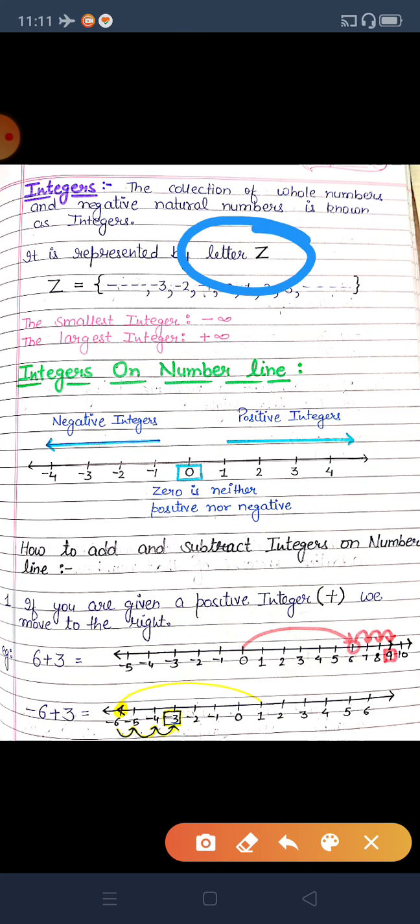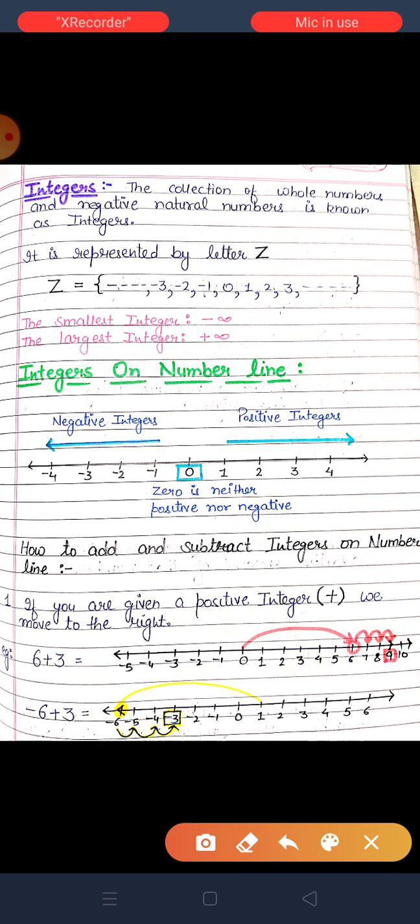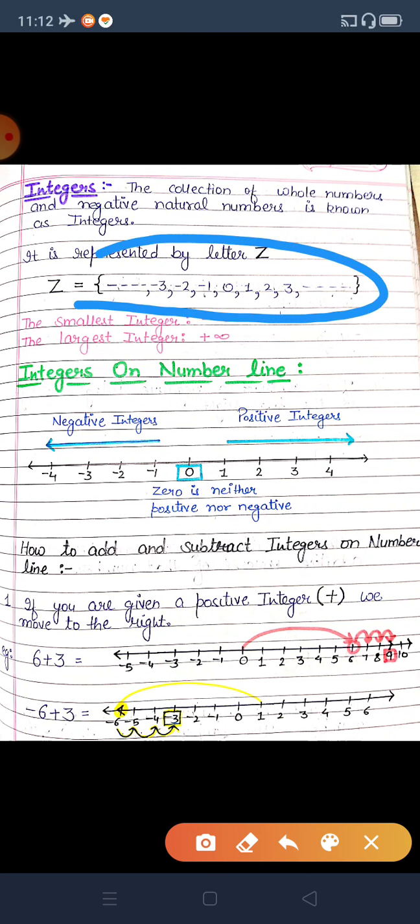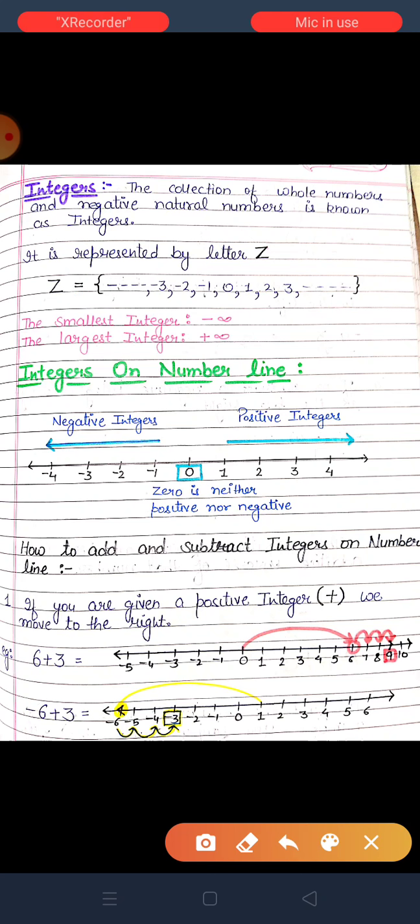These integers are represented by the letter Z. Whenever in mathematics the letter Z is used, that will represent integers. Whenever N is written, that means natural numbers. Whenever W is written, that means whole numbers. So whenever Z is written, that means integers. So the integers are a collection of negative natural numbers and whole numbers.